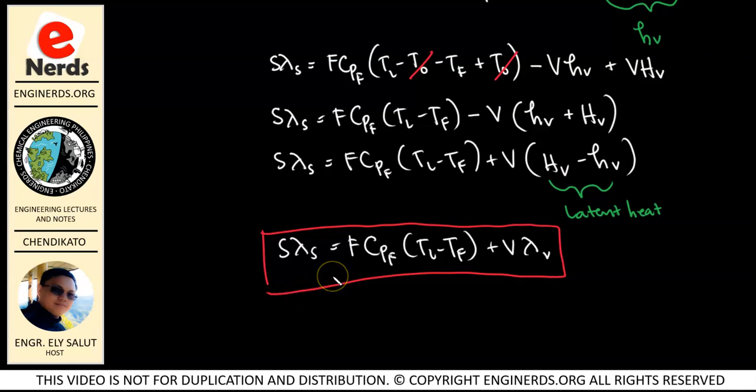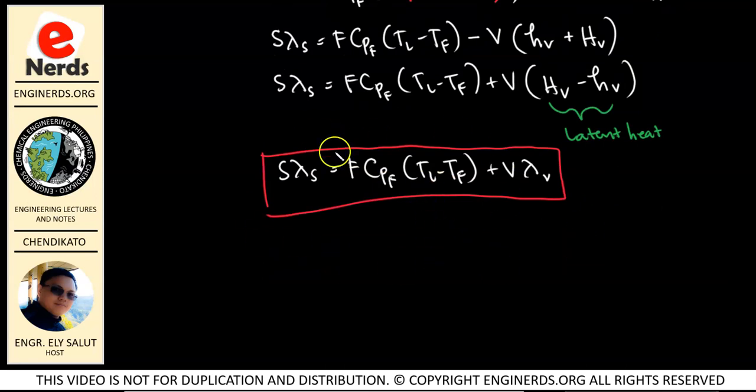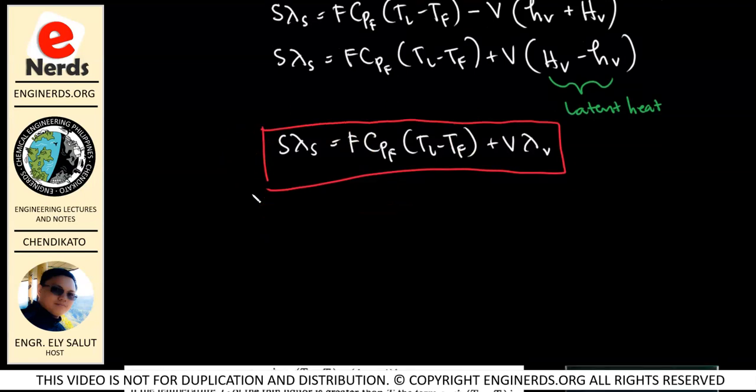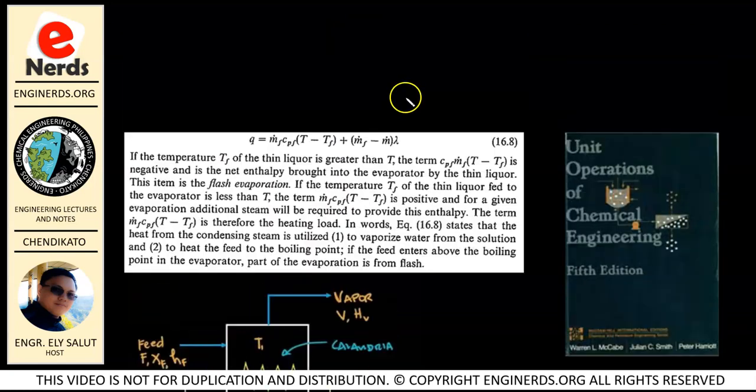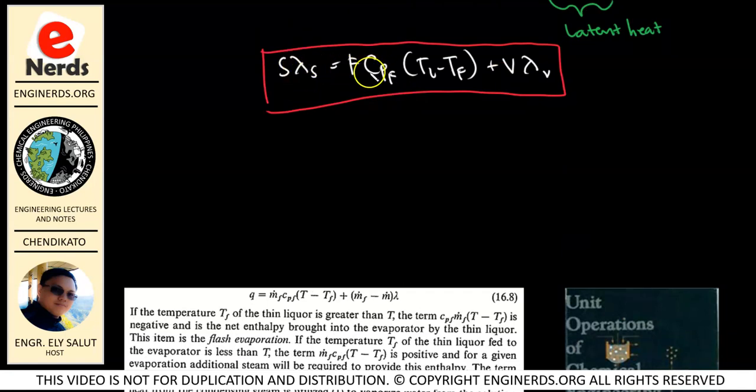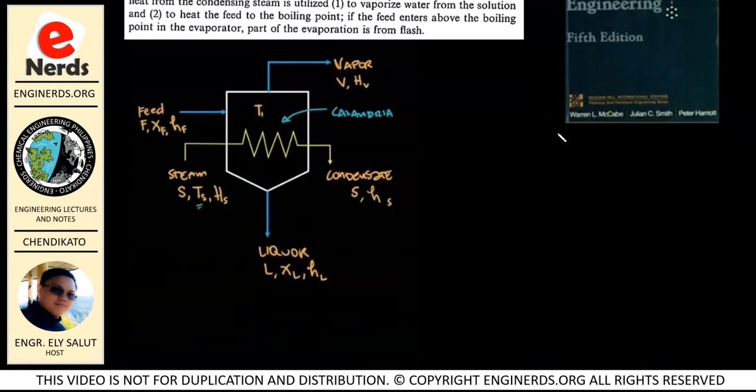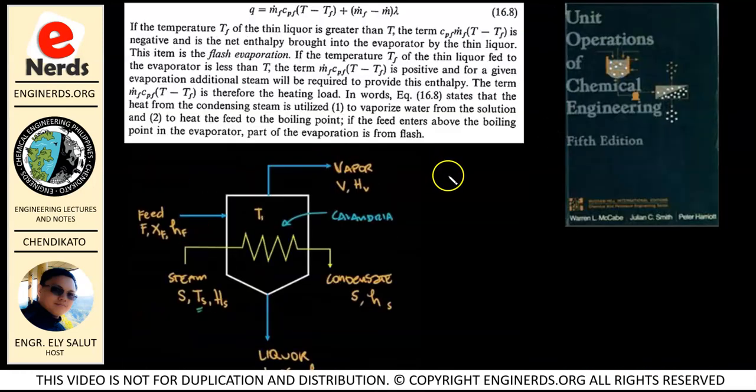And, you know, this is the same equation na makikita natin sa McCabe-Smith. So, I will write this down. Ipapakita ko lang sa inyo yung equation na na-derive sa McCabe-Smith. And this is it. We have Q is equal to MF CPF times T minus TF plus MF minus M times lambda. Okay? So, ano nga yung formula na na-derive natin? We have S lambda S is equal to F CPF TL minus TF plus V lambda V. So, I'm just going to write that here para may compare natin siya dito sa itaas, no?